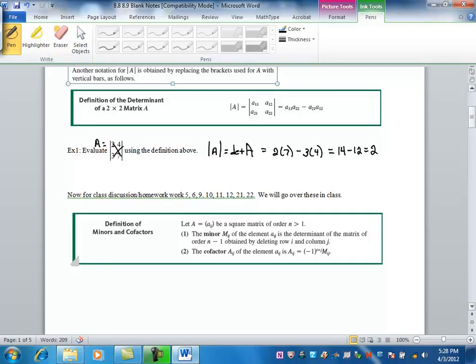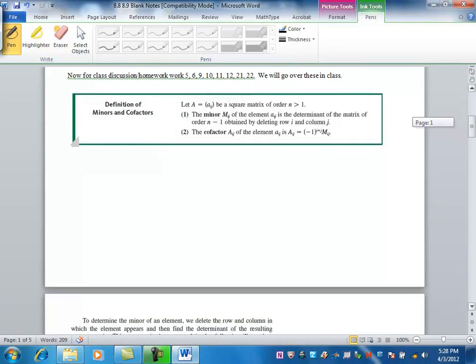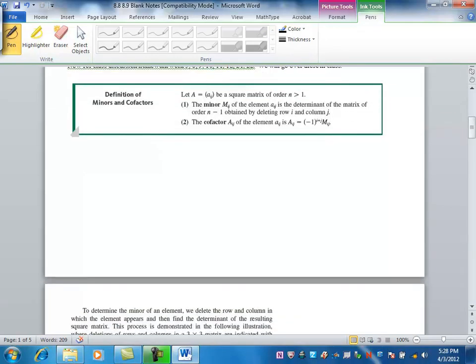Now, unfortunately, not every matrix that we need to find the determinant of is a 2 by 2 matrix, as you might guess. And so because of that, we need to get some more terminology in here. A is a square matrix with the elements a sub ij. The minor of an element is the determinant of the matrix of order n minus 1 obtained by deleting row i and column j of the matrix.